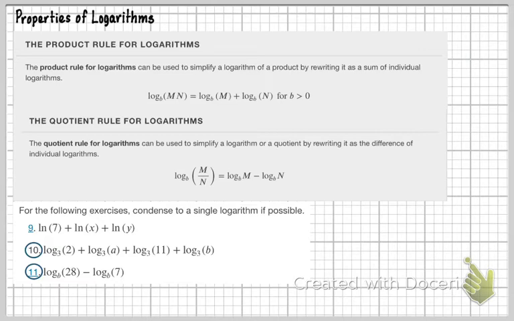Now when I look at a problem like number 10 here, it says, for the following exercises, condense to a single logarithm if possible. So what we're going to do is just use these two rules to condense this. Now you notice I have 1, 2, 3, 4 logs here. They said as a single logarithm. So that's what we're going to do here.